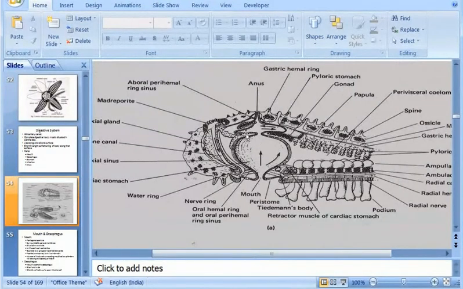Then we have this part, which is the pyloric stomach. Of course, there is a connection between the cardiac and pyloric. Food moves here and here, and the digested food is absorbed here, and the undigested food exits through the anus. So in the vertical section, you see mouth leading to cardiac stomach, leading to pyloric stomach, leading to a short intestine that ends in the anus here.